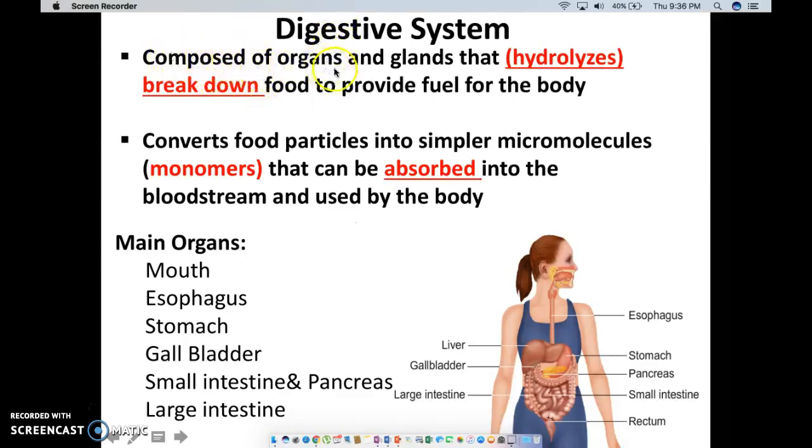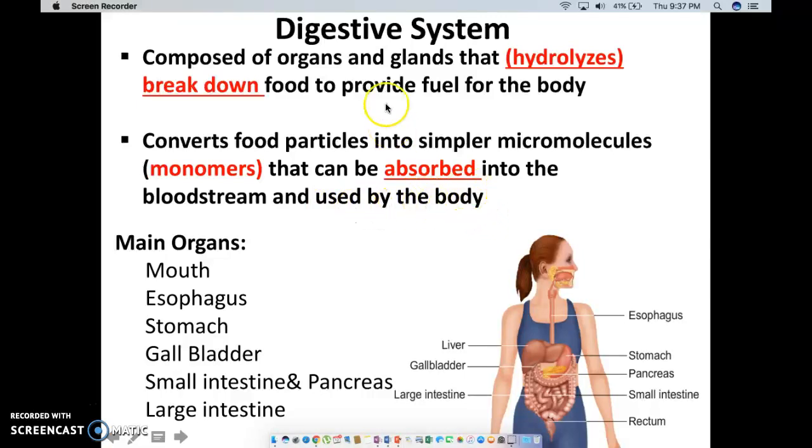is composed of different organs and glands that will hydrolyze. And hydrolyze simply means to break down. So every time that I use the word hydrolysis or hydrolyze, what that means is that we are going to break down the food to provide fuel for the body. Now, this food is going to be converted into particles that are simple enough, which we're just going to call micromolecules, that are the monomers that can actually be absorbed into the bloodstream and used by the body.